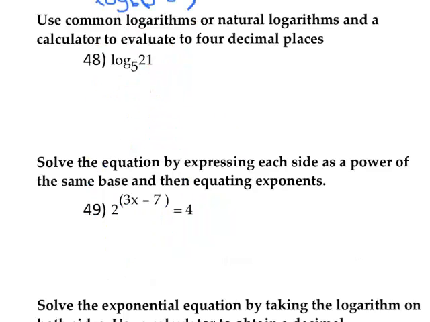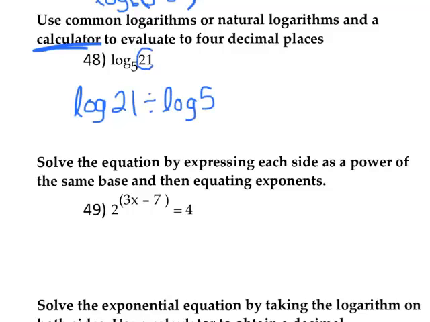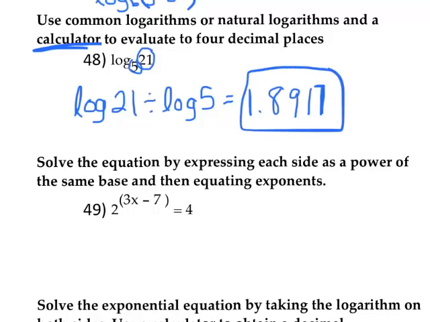Okay, this is a good one. Use common logarithms or natural logarithms and a calculator to evaluate to 4 decimals. So what we do is log of 21 divided by log of 5. We always do log of the second number over log of the first number. We type that into our calculator. And we get, if we round to 4 decimal places, 1.8917, because the next number makes us round up. So there's our answer there.